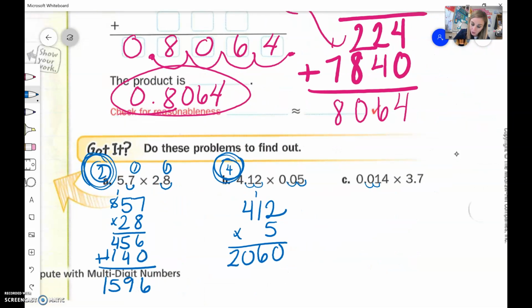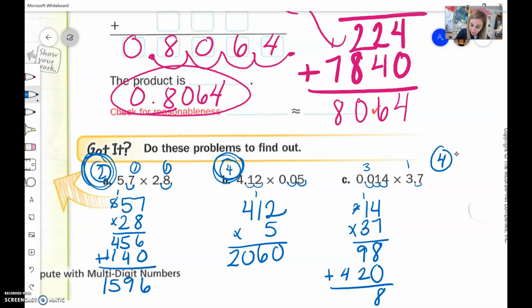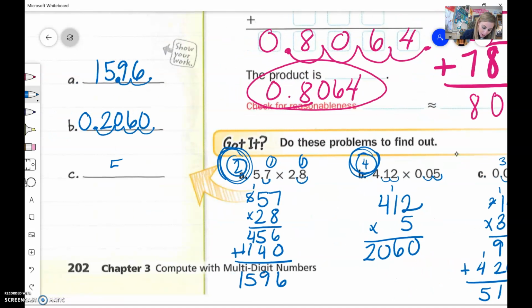All right, take a look. 1, 2, 3. So 3 here, 1 there. That gives me a total of 4. So now I'm getting rid of all of it. I have a whole number, and I'm taking 14 times 37. 7 times 4 is 28. 7 times 1 is 7, plus 2 is 9. 0 down. 3 times 4 is 12. Bring my 1. 3 times 1 is 3, plus 1 is 4. I add it up: 8, 11, 5. I get 518, but I'm not finished.